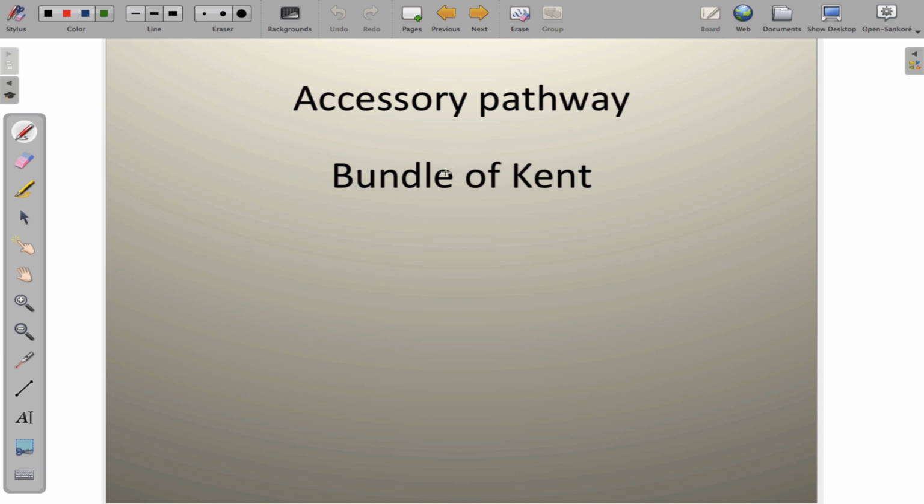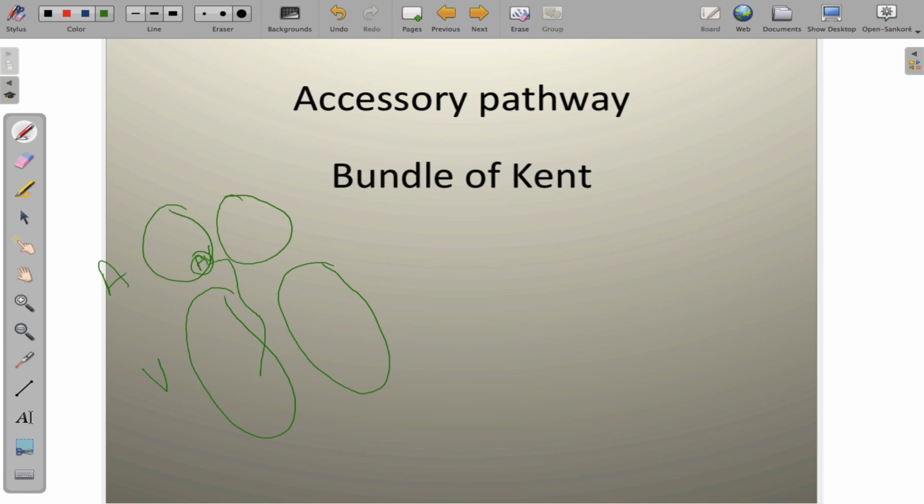The next thing we want to talk about is accessory pathway presentation on the EKG. Accessory pathways describe a condition where there is a piece of tissue that allows conduction of electricity to take place somewhere between the atrial tissue and the ventricular tissue, outside of the AV node. And that's never a normal thing.